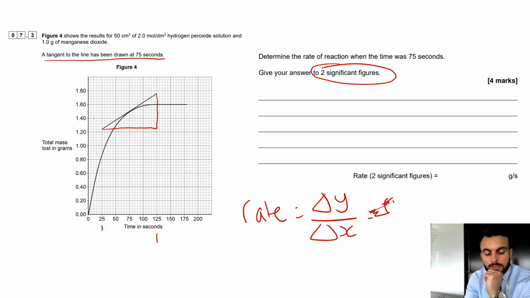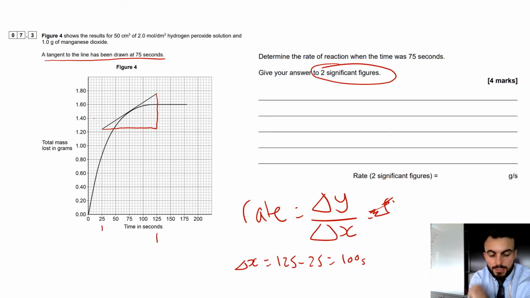So the first thing, the x-axis, it doesn't really matter because it's on 125 and 25, so our change in x is just 125 take 25, which is 100 seconds. Our total mass lost in grams, however, is a little bit different because we've got a weird scale. So we've got from 1.2 to 1.4, so it's gone up by 0.2, and there's 5 little jumps. So what's a fifth of 0.2? It means each jump is worth 0.04.